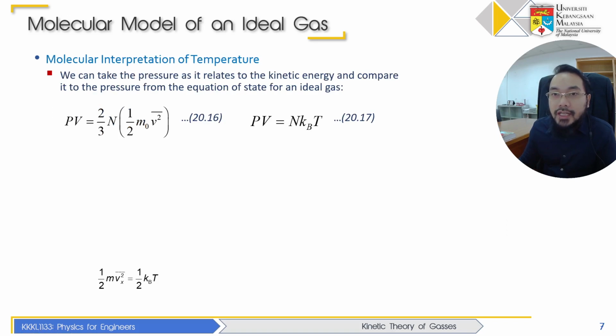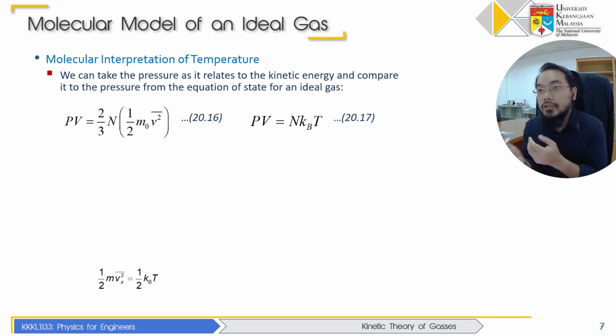Okay, so we have looked at how pressure is related to kinetic energy. Now let's look at the molecular interpretation of temperature. We know temperature is the measure of hotness or coldness of something, right? But if you look at the molecular level, what is happening to the atoms or molecules when temperature is changing? We can take the pressure as it relates to the kinetic energy and compare it to the pressure from the equation of state of an ideal gas. What do we mean by that?